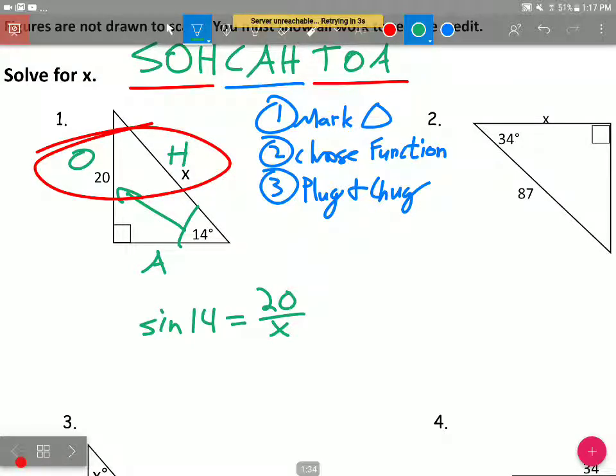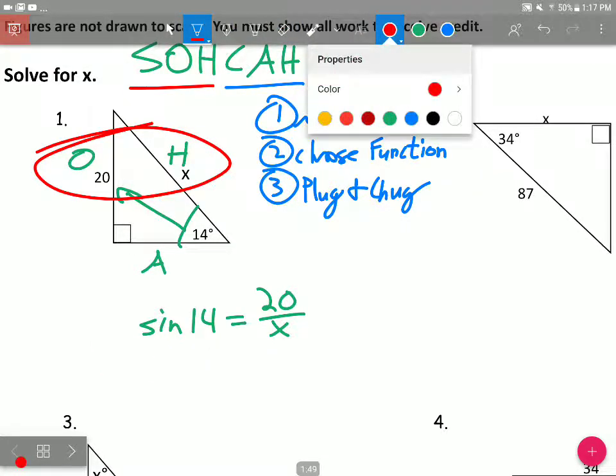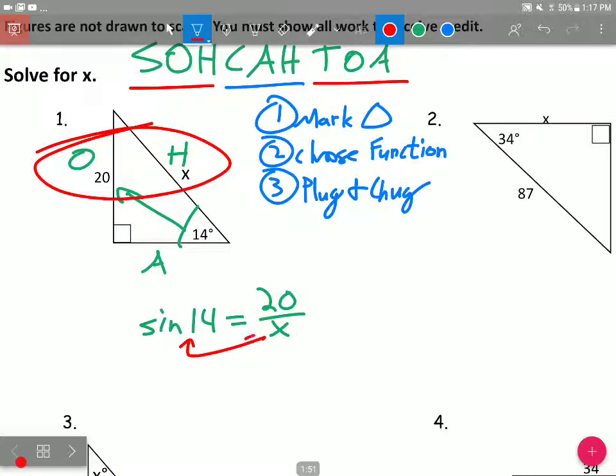All right, since x is on the bottom, we can multiply by x, and then we have to move the sine back over there. So effectively, these get swapped. When x is in the denominator, we are effectively going to switch the trig function and the x value. So it's x equals 20 divided by sine of 14.